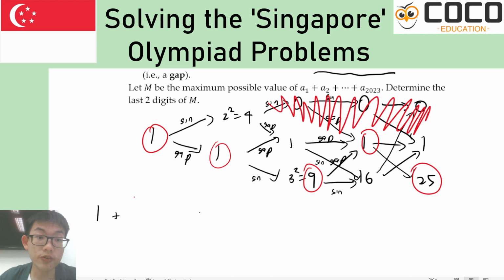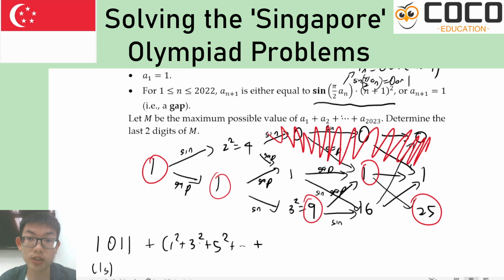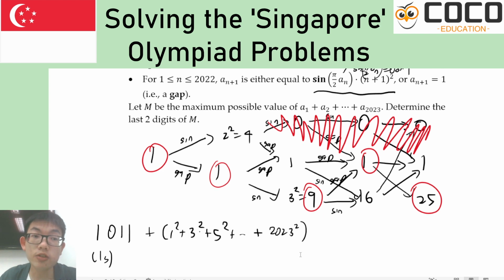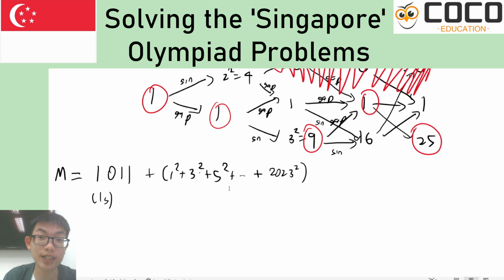And so this is going to give you, first of all, in the even positions, they're all going to be 1. You're going to get 1, 0, 1, 1 once, and then 1 squared plus 3 squared plus 5 squared, all the way to the last one, we are going to get 2023 squared. We are keeping all the odd squares. Now I asked you for the last 2 digits of m, so this is m. And you now have a bit of a number theory task to find what are the last 2 digits of this.